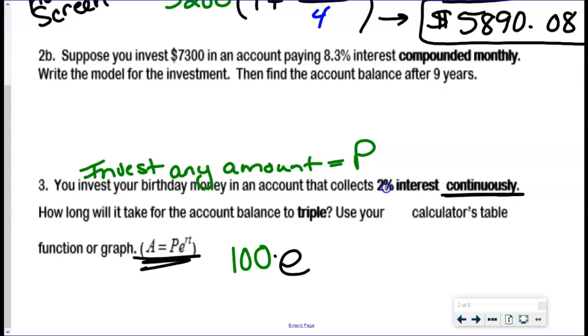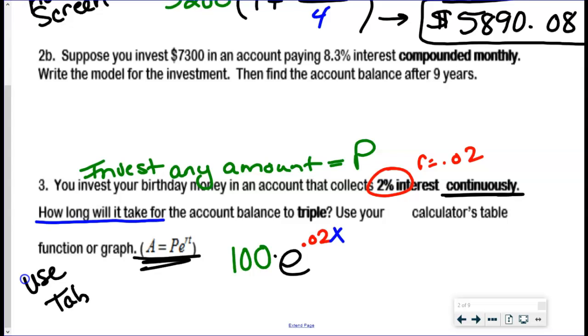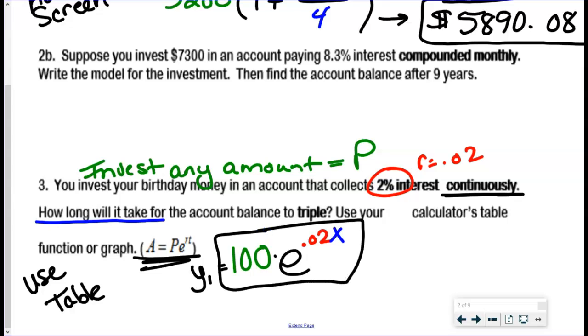Your r is given to you right here as 2%, so that means r is 0.02 as you write it as a decimal. And then how long will it take? I don't know that, so we're going to multiply it by a mystery x. So you're going to use your table. Because you don't know time, you're going to get this typed into y1, and you're going to look for your money to triple.